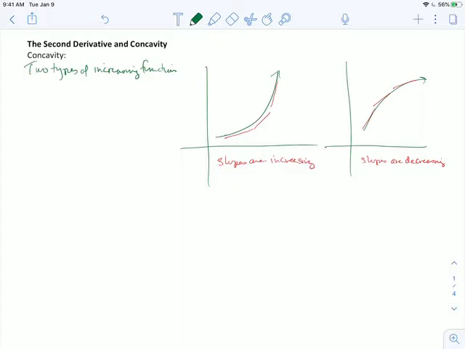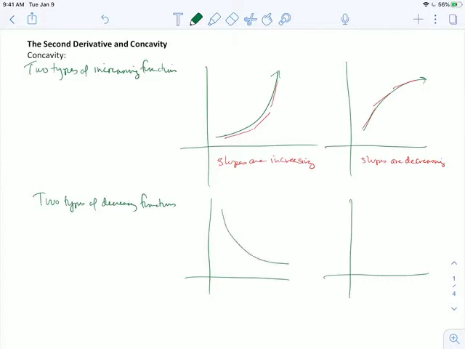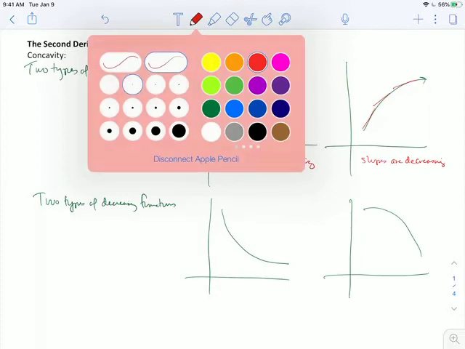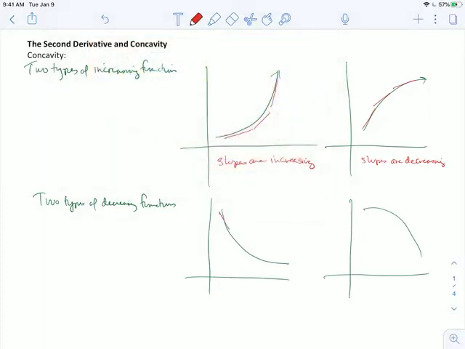But there are also two types of decreasing functions as well, qualitatively different from each other. One of them would look something like this, and the other one would be something like that. Again, they're both going down as I read left to right, but there's something qualitatively different about them. So let me try to think about this here. Again, think about slopes. I'm not drawing very well. But you can imagine tangent lines here.